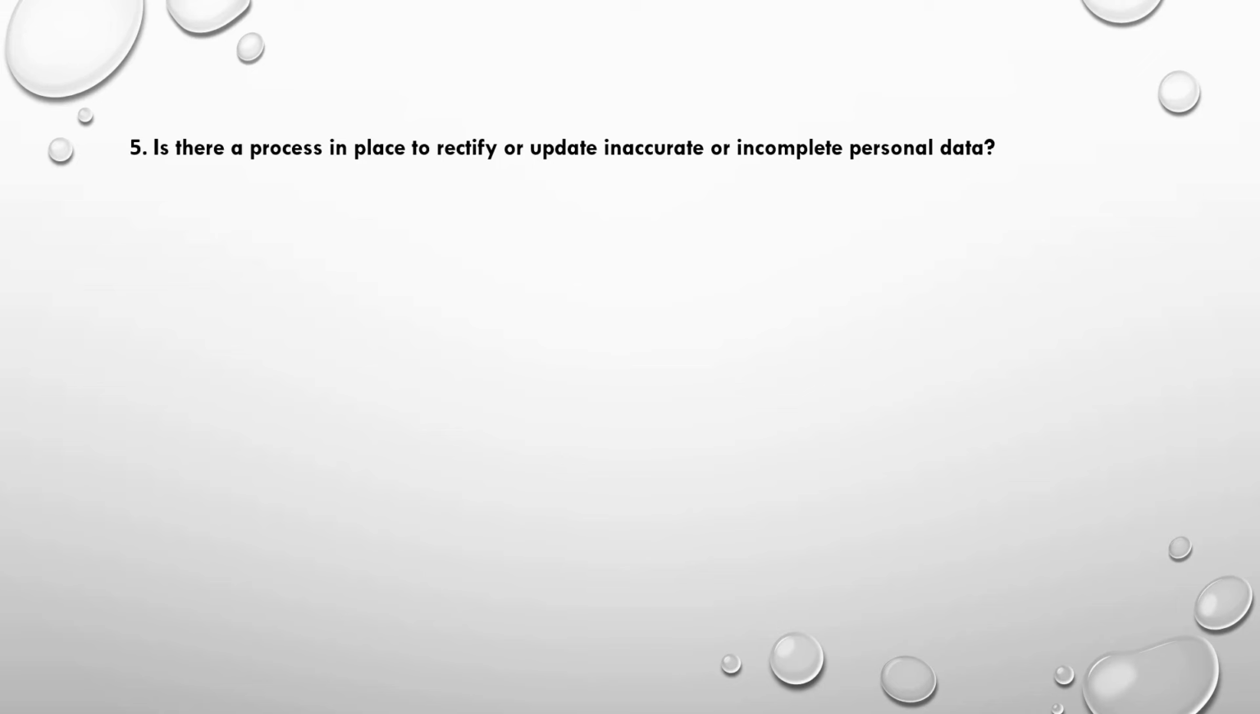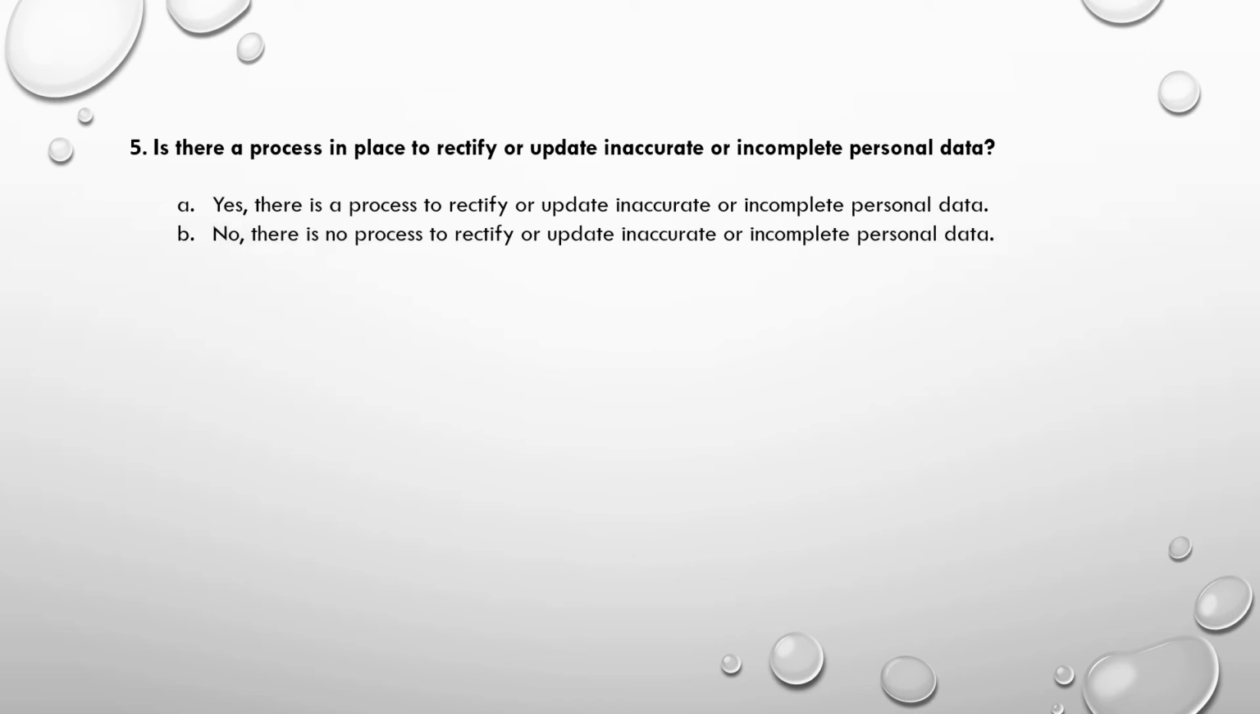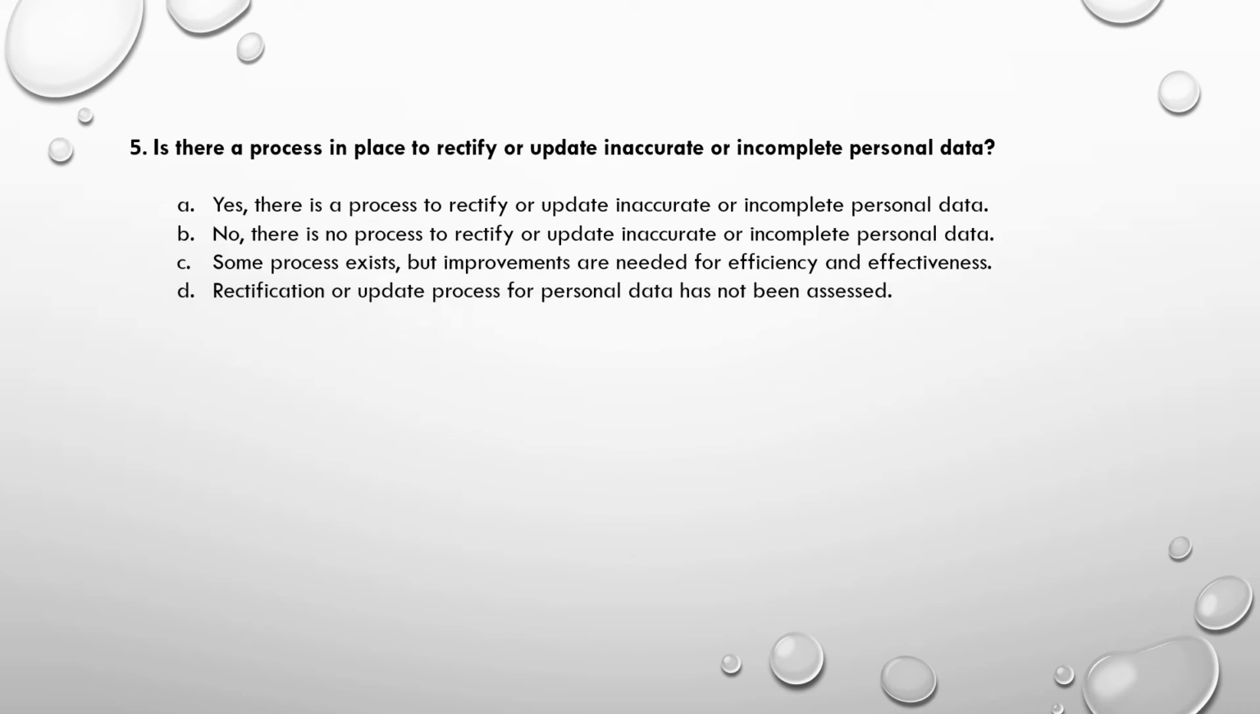So the options are: Option A, yes, there is a process to rectify or update inaccurate or incomplete data. Option B, no, there is no process to rectify or update inaccurate or incomplete personal data. Option C, some process exists, but improvements are needed for efficiency and effectiveness. Option D, rectification or update process for personal data has not been assessed.